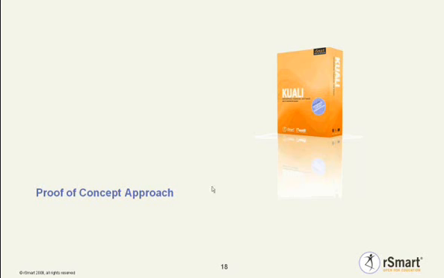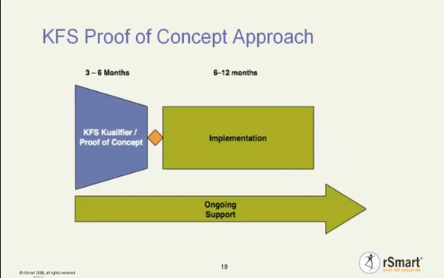If I can get my slide to advance a little more. Typically, the proof of concept takes 3 to 6 months. You can see that on the left. And if you should then decide to move on into an implementation, some of the work has already been done, and that might take another 6 to 12 months.